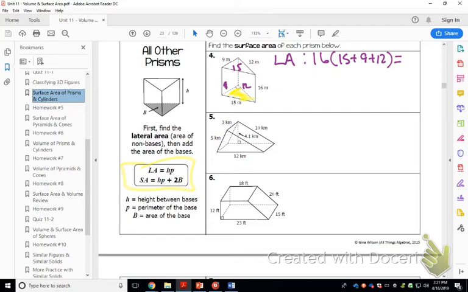That's going to end up being 576. Okay, now let's get the base area. So again, we're going to have to use the 1/2 base times height. So 1/2. Now we're looking at the triangle. What's the base and the height? What's the base? 9, 15, 12.